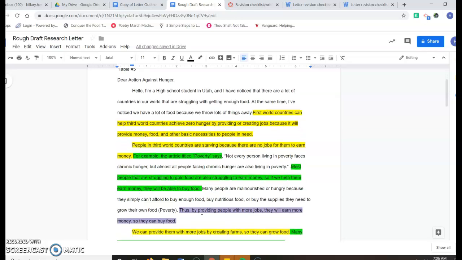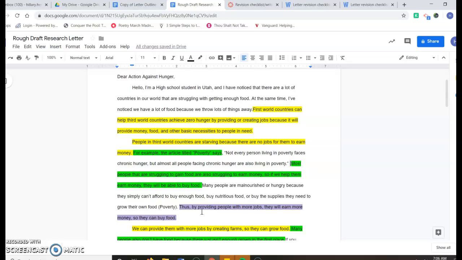Most people that are struggling to gain food are also struggling to earn money, so if we help them earn money, they will be able to buy food. Good. Many people are malnourished or hungry because they simply can't afford to buy enough food, buy nutritious food, or buy the supplies they need to grow their own food. I feel like that's a little repetitive.